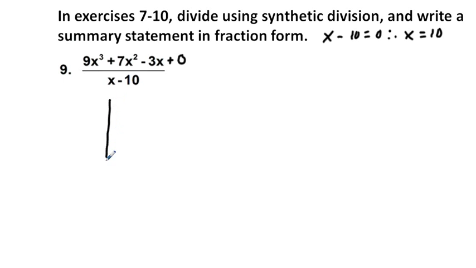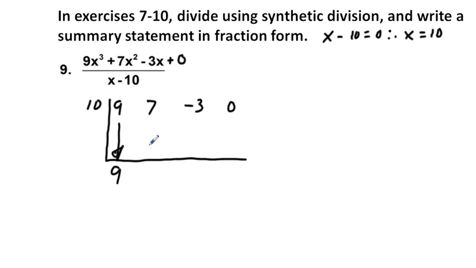We take our synthetic division bracket here and put 10 on the outside, and then our coefficients, which are 9 for 9x cubed, 7 for x squared, negative 3 for 3x, and 0. Then we bring down the 9 into the x squared's place. 10 times 9 is 90. 90 plus 7 is 97. That's our x's place. 10 times 97 is 970. We see this get out of control. Then negative 3 plus 970 is 967. And 10 times 967 is 9,670. We bring down what we have left in our remainder place, 9,670.